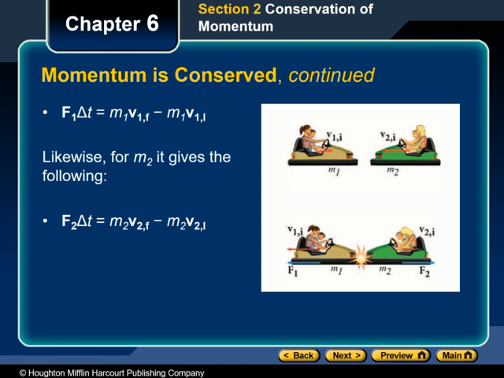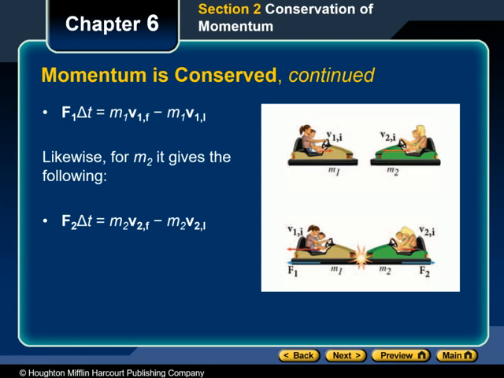F1 is the force that M2 exerts on M1 during the collision, and F2 is the force that M1 exerts on M2 during the collision. Because the only forces acting in the collision are the forces the two bumper cars exert on each other, Newton's third law tells us that the force on M1 is equal to and opposite the force on M2, which is to say, force 1 is equal to negative force 2.